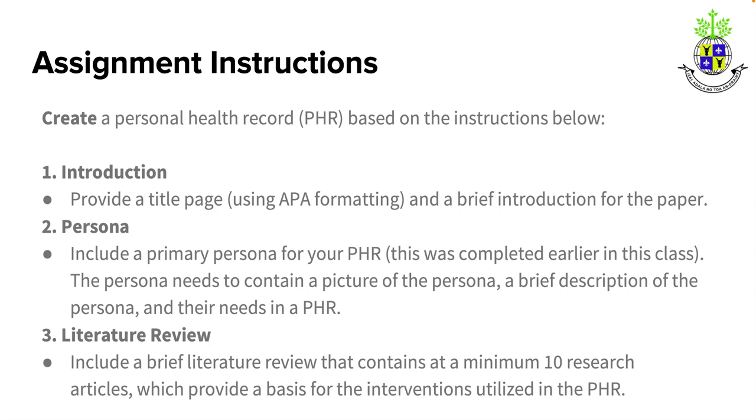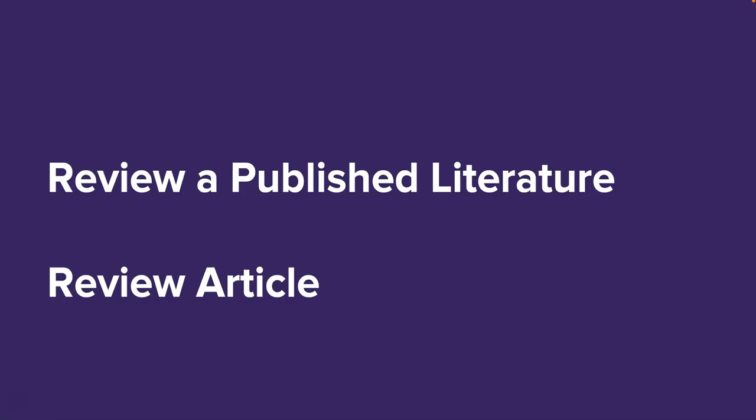Okay, so they say start with a brief introduction for the paper, include the information on the person being described in this record, and then, so there's some sort of healthcare intervention being proposed for this person who's described in this record, and to justify that decision, to justify the recommendations for action, the interventions, the writer here is requested to write a brief literature review that contains a minimum of 10 research articles showing why they're recommending things that they're doing.